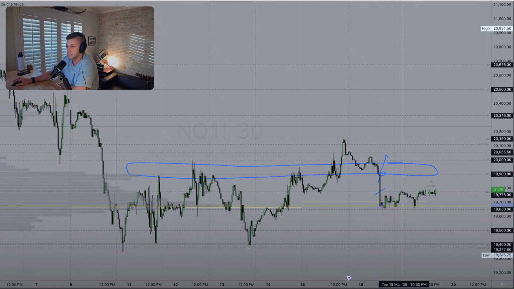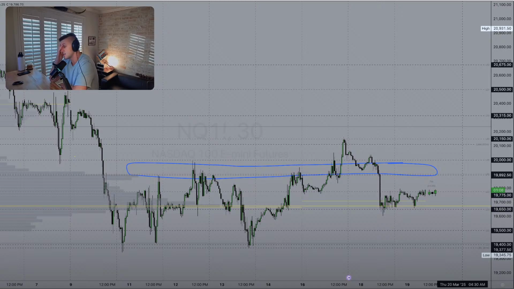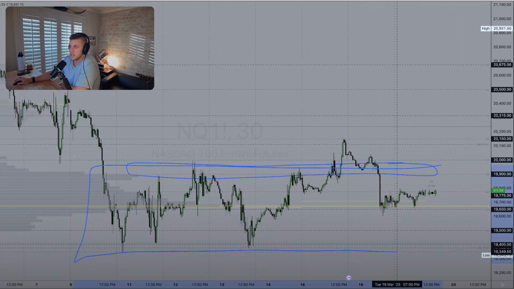Price pretty much builds out an afternoon base there, attempts to resolve higher, does not sustain above 775, right back into the range. Overnight session, we have more of the same. So 650 by 775 from that prior day structure. And the context here is that it's in the middle of this near term range.